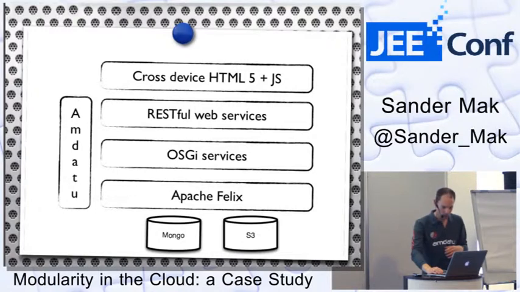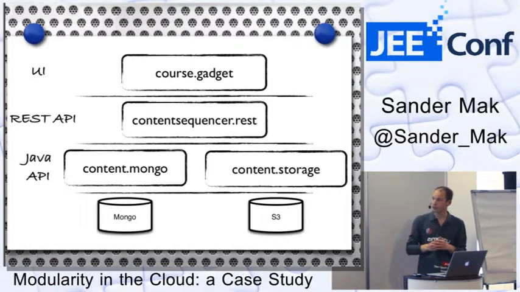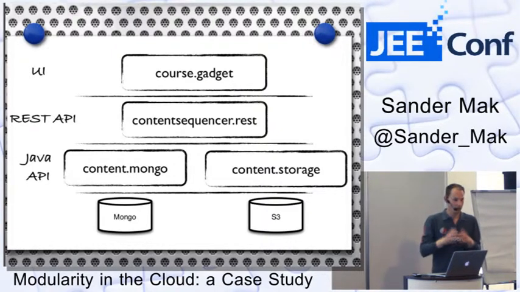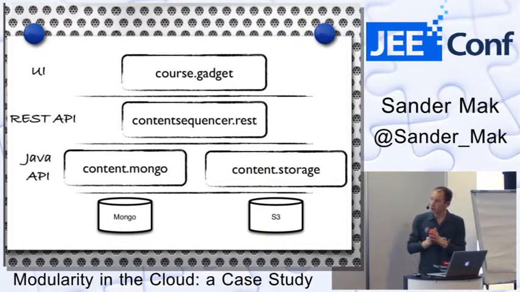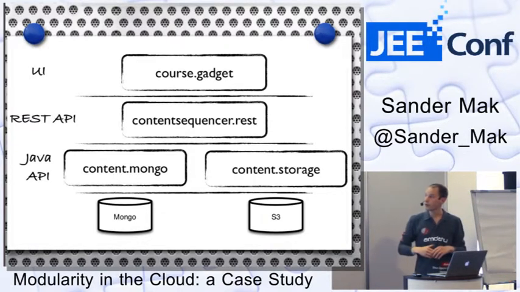Now I'd like to move on and decompose the picture that we saw in the previous slide a bit more and look at how it actually works when you look at the individual bundles and modules. So, for example, if you open a course, we have this gadget mechanism, right? So you click on this block for the German course and it pops up, and the UI that you get is served out of the course.gadget bundle.